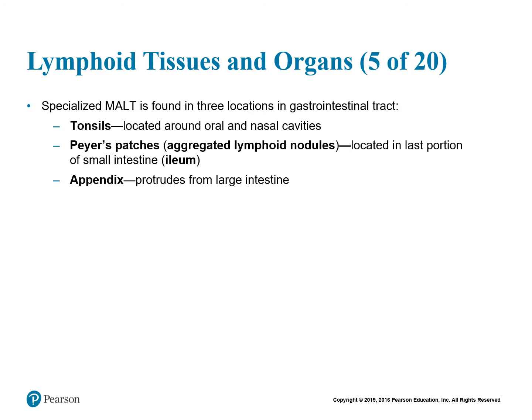You have a lot more of that tissue in places like your tonsils. So you have several different types of tonsils that I'll talk about in a little bit. You also have these things called the Peyer's patches. And again, these are typically found in the small intestine, and then of course your appendix.